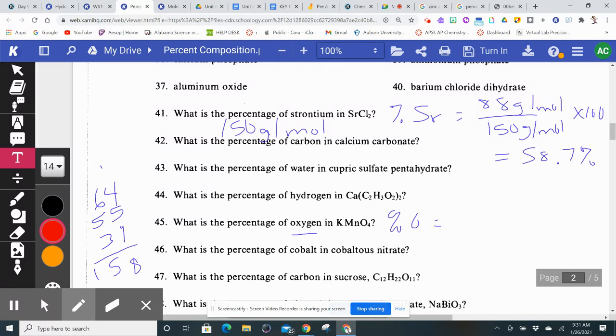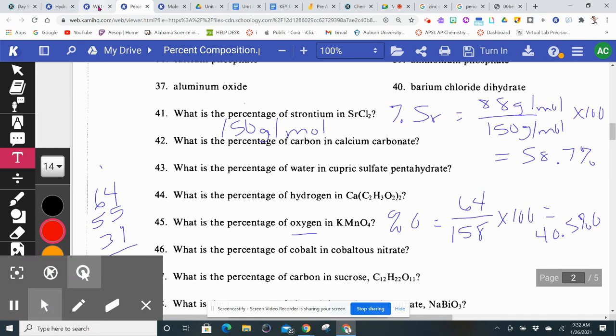So to find the percent oxygen, I'm going to take my 64 for oxygen, and I'm going to divide by 158, and then I'm going to multiply by 100. Yeah, that sounds about right. Percent oxygen. Okay. So any questions on those? Those tend to be pretty easy.